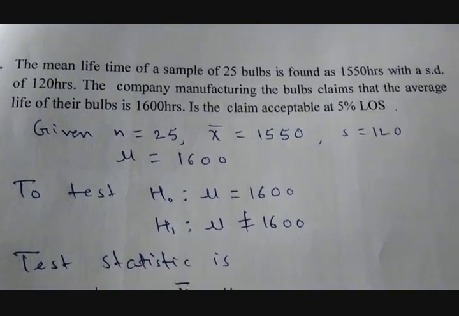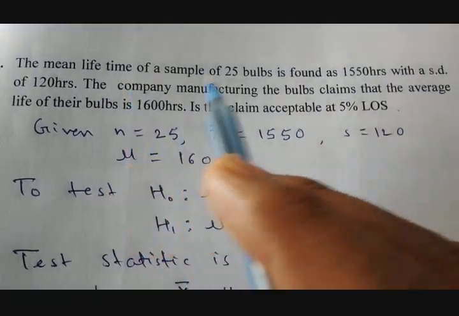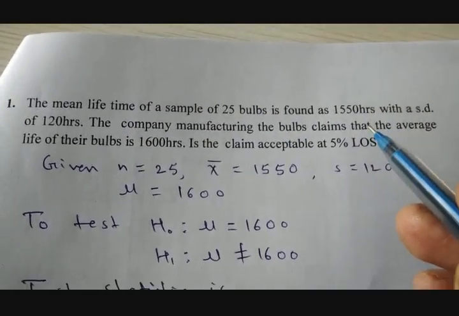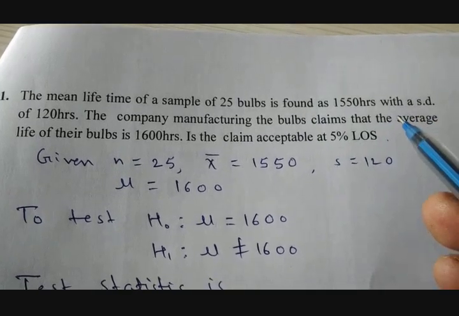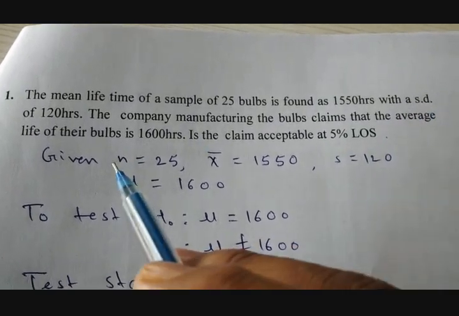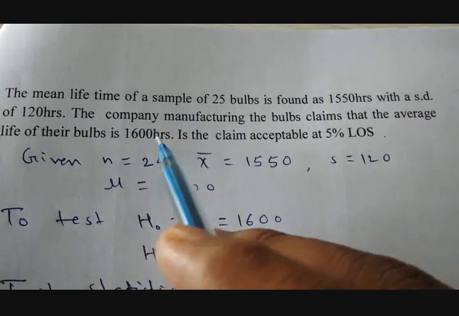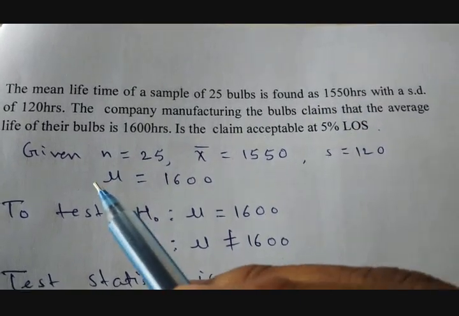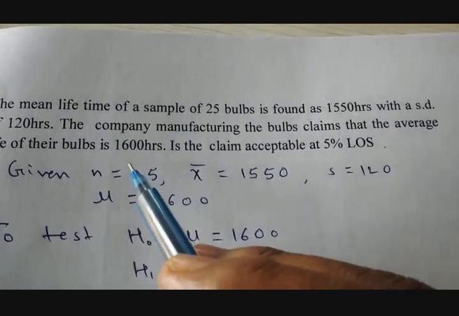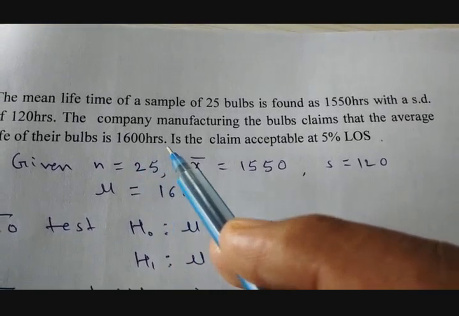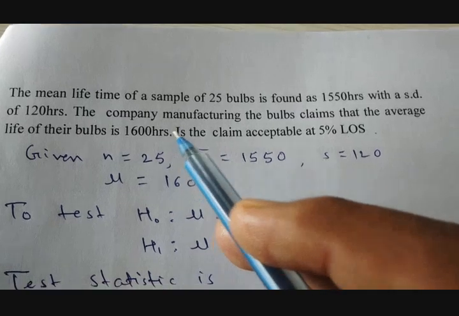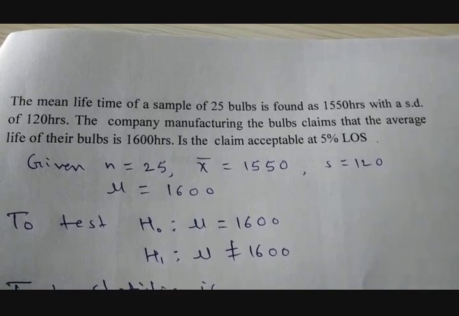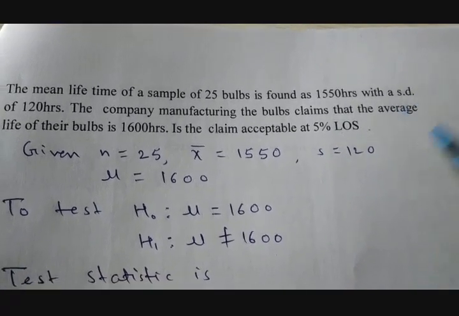So consider one example. The mean lifetime of a sample of 25 bulbs is found as 1550 hours with a standard deviation of 120 hours. The company manufacturing the bulbs claims that the average life of their bulbs is 1600 hours. Is the claim acceptable at 5% level of significance? Just observe the example. What are the given things?